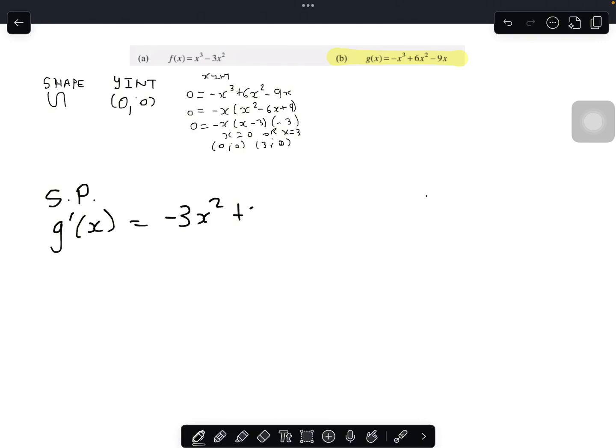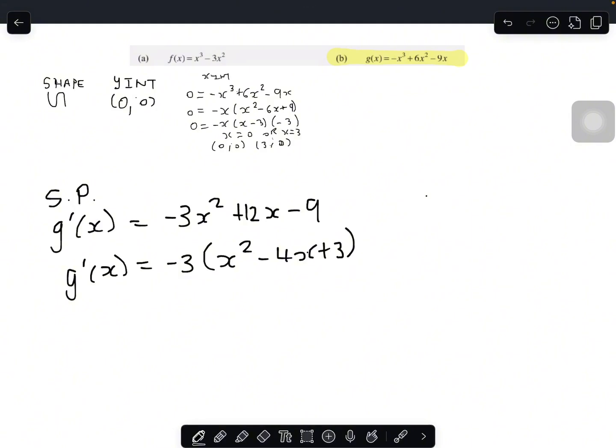plus 12x minus 9. And I can take out a common factor here of negative 3 into x squared minus 4x plus 3.